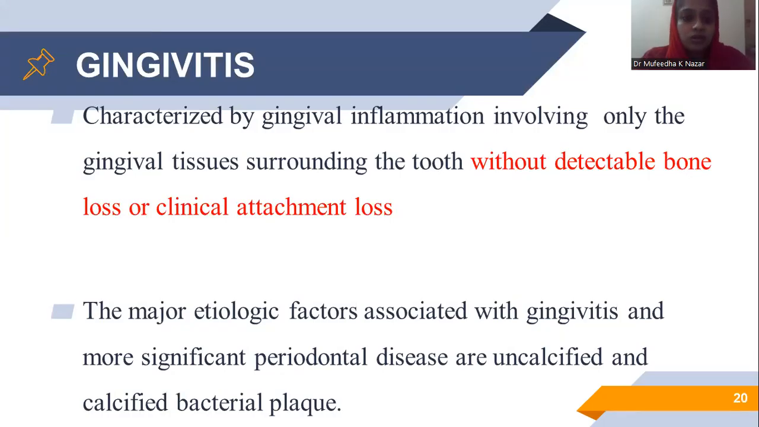First one is the chronic gingivitis or the marginal gingivitis that we usually encounter in our clinical practice. What is gingivitis? As the name suggests, it is the inflammation of the gingiva that surrounds the tooth without any detectable bone loss or clinical attachment loss. The major etiological factor associated with the prevalence of gingivitis or significant periodontal disease is calcified or uncalcified bacterial plaque.